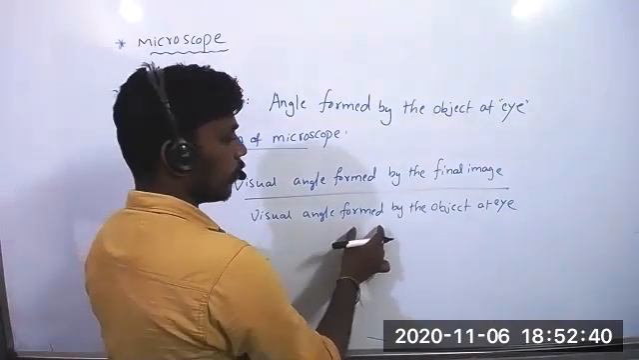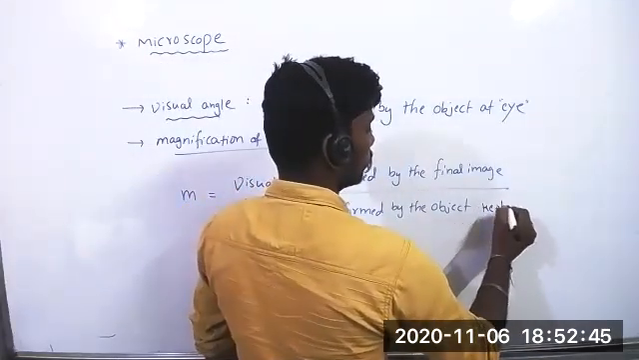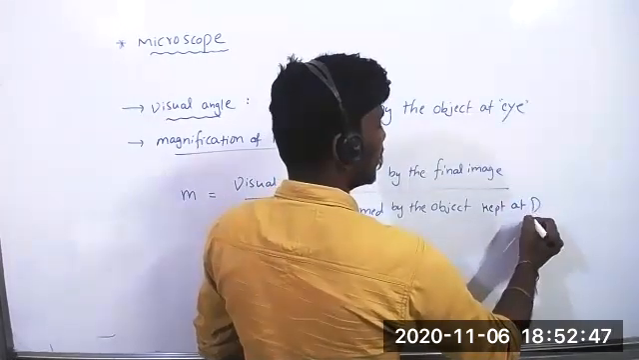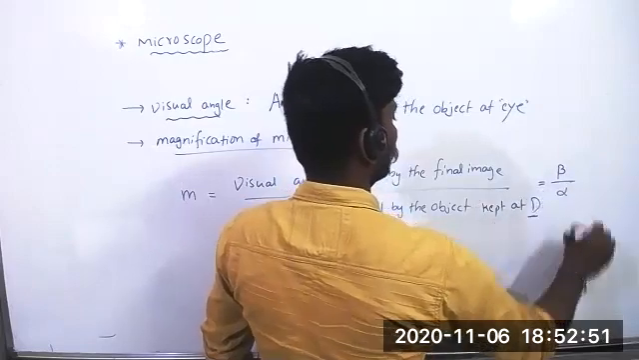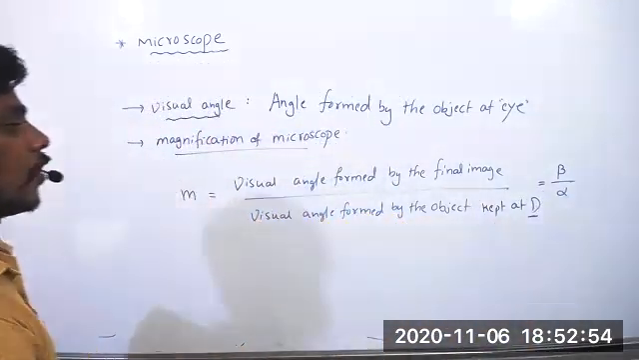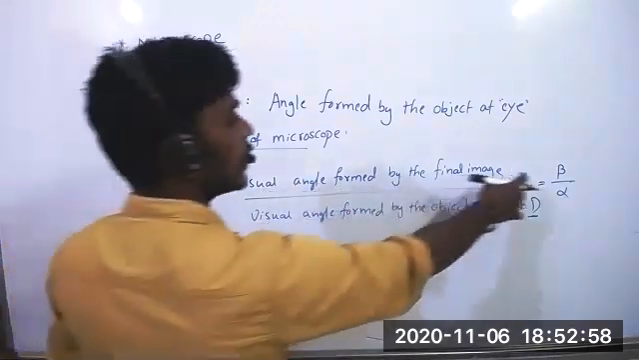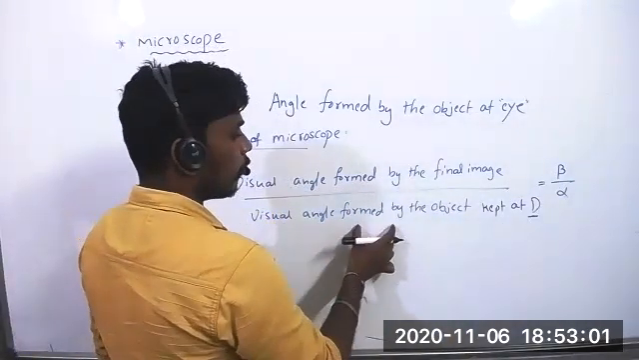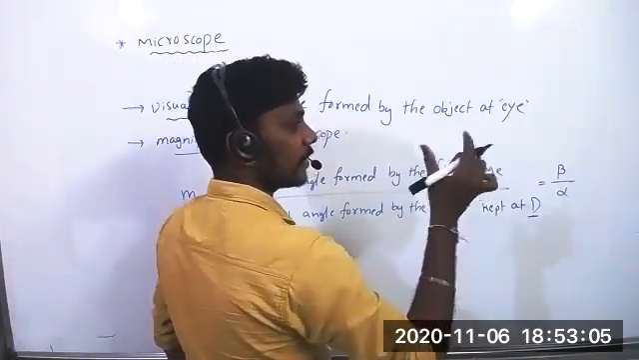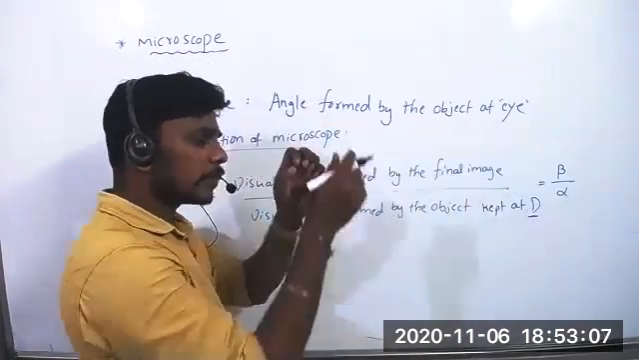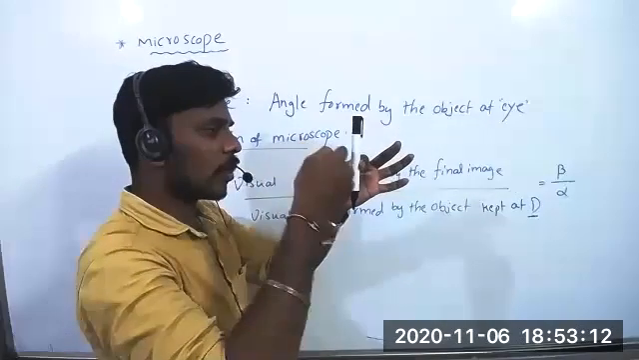Visual angle formed by the object kept at D. D means distant vision. So it is beta by alpha. What is beta? Visual angle formed by the final image. Alpha is the visual angle formed by the object kept at a distant vision. Distant vision means the distance at which, without any lens, you can see an object very clearly. That distance is called distant vision.